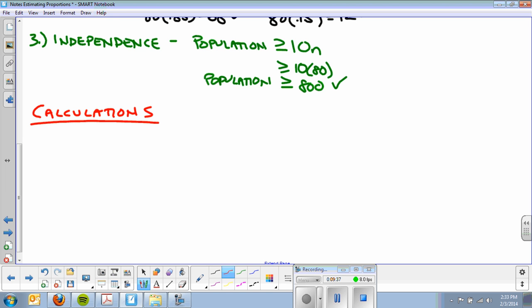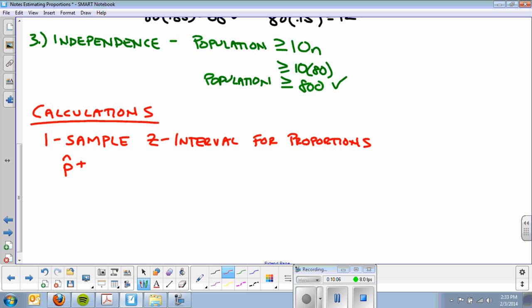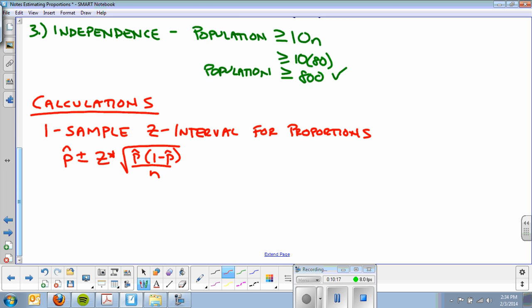So first thing we're going to do is identify what type of calculation we are doing. We are calculating a one sample z interval for proportions. Okay, that's the name of it. The formula is p-hat plus or minus z star times the square root of p-hat times 1 minus p-hat over n. And that's a point right there, just identifying what formula I'm using.